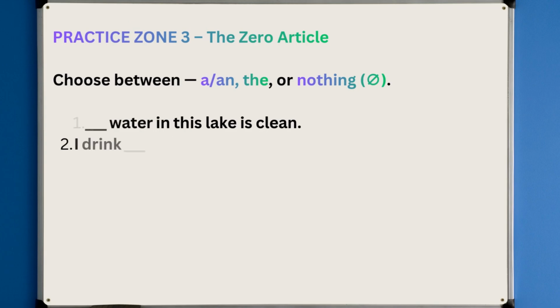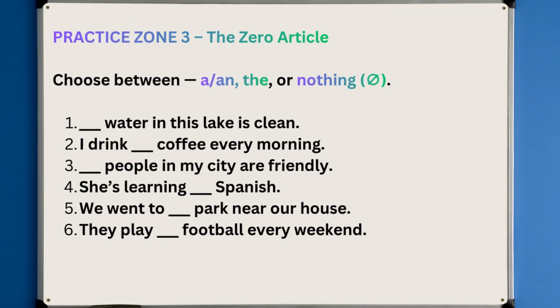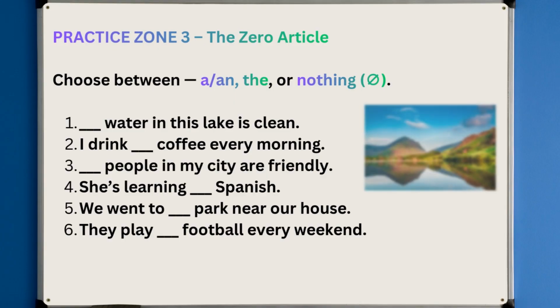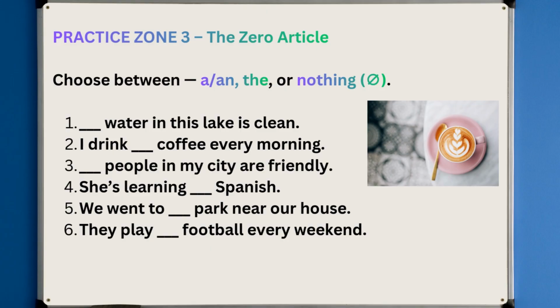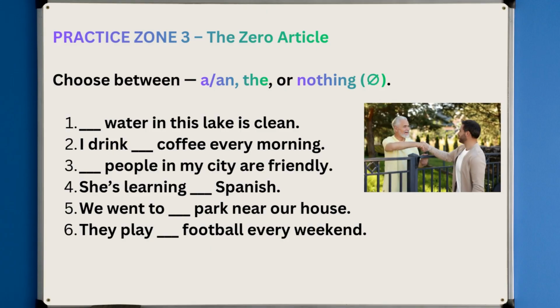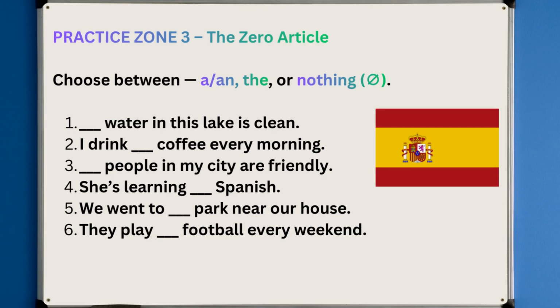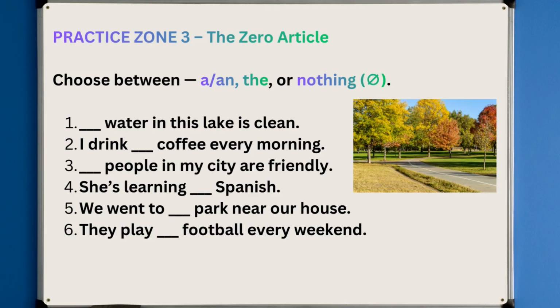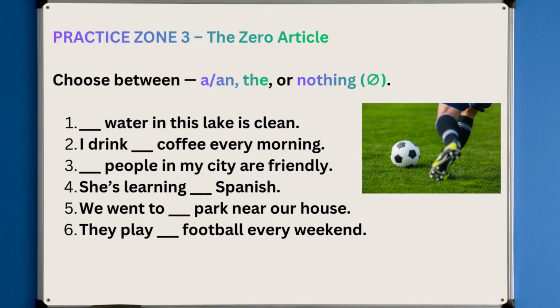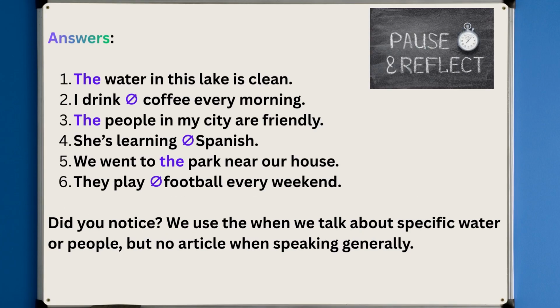Let's practice. Choose between a, an, the, or nothing at all. Water in this lake is clean. I drink coffee every morning. People in my city are friendly. She's learning Spanish. We went to park near our house. They play football every weekend. Did you notice we use the when we talk about specific water or people, but no article when speaking generally?